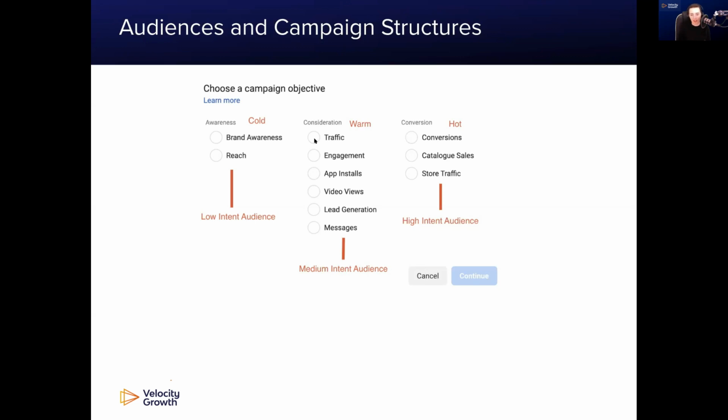Again, with traffic, it'll auto default to link clicks. Link clicks are pretty useless. You want landing page views. You want people to actually hit your website. So again, I'd be going to traffic and then optimizing for landing page views. But again, you're still on the medium intent side of things. So you have to think about these structures really, really carefully when you're setting up your campaigns.